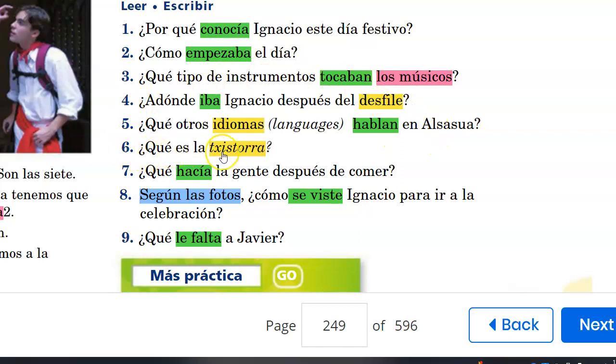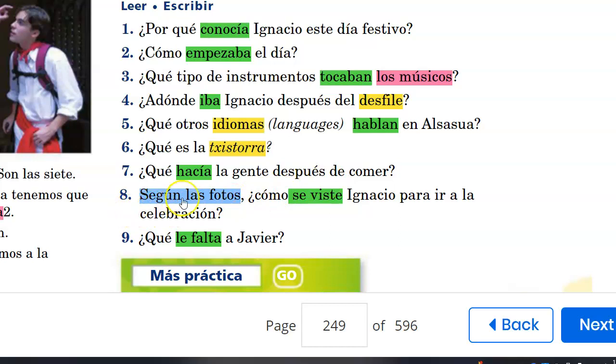Number six, ¿qué es la chizora? That's not a Spanish term. So we're going to look for what exactly that is. A description in Spanish is what you're looking for of that key term. Number seven, ¿qué hacía la gente después de comer? What did the people do after eating? ¿Qué hacía? So we're looking for an activity.